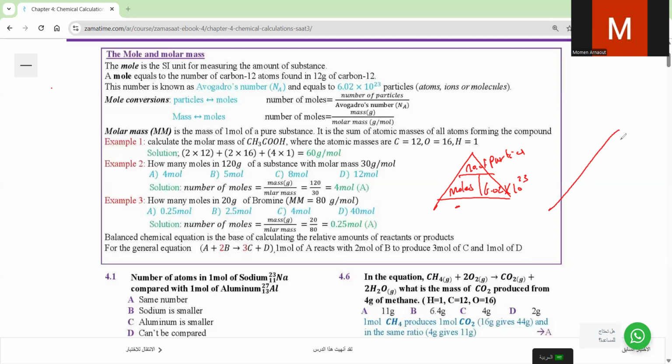The second triangle, let's make it bigger. Here it is the number of moles as well, and here it is the mass in grams, divided by the molar mass. So if I want to find the number of moles by knowing the mass and molar mass, I will divide mass by molar mass. And if I want to find the mass, I will multiply moles times the molar mass. So let's go and solve the questions.